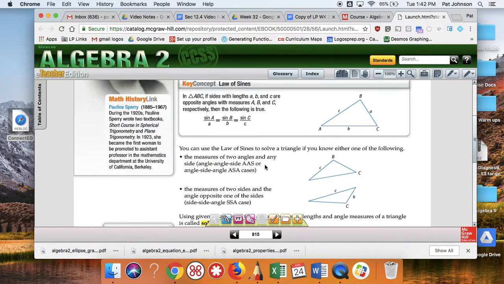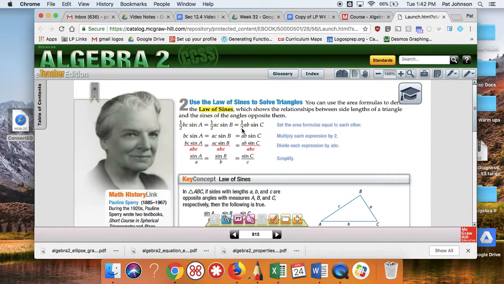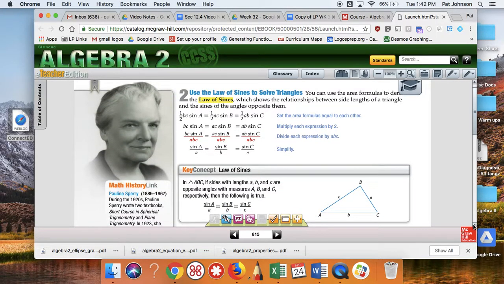Now we're going to use the area formula to see how they came up with the law of sines. There was a lady named Pauline Sperry, if you want to read the history of the law of sines, and it's right here to the left in your textbook. The formula shows a relationship between side lengths of a triangle and the sines of the angles opposite them.